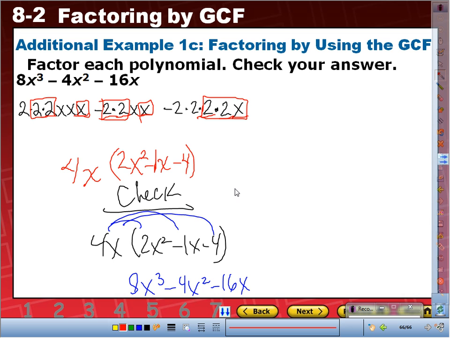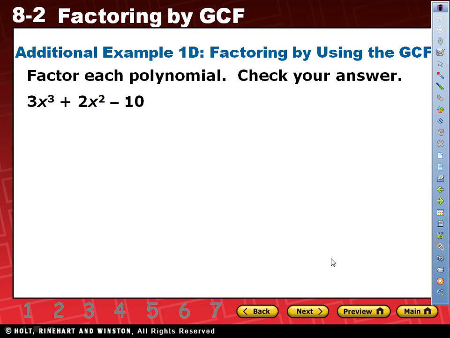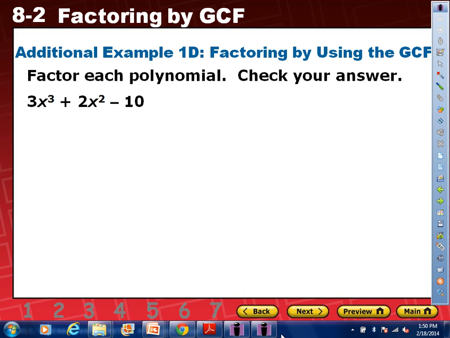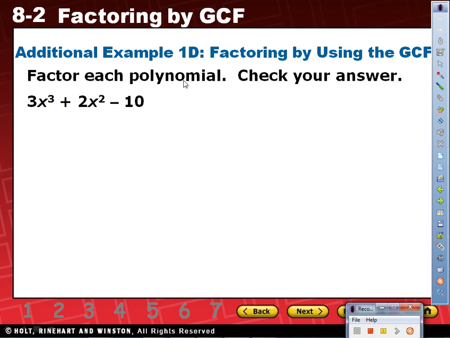Do another one. Example D. Copy that. It says, factor each polynomial, check your answer. 3x cubed plus 2x squared minus 10. See if you can do that one by yourself. Okay, here we go.